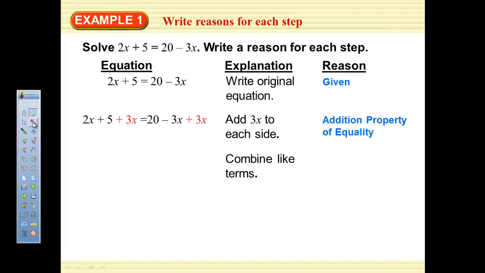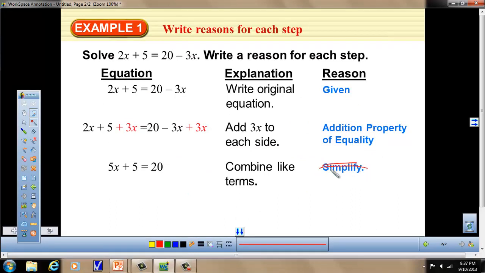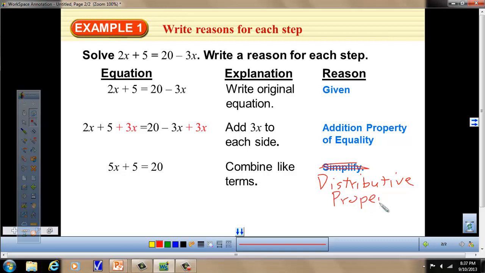Now, the next thing we'd want to do is to combine like terms, and you can use that as a reason, but a better reason, the reason I don't like, is this one right here, which is simplify. Instead, what I would use as a reason, and I'll explain why, is distributive property. And you don't need to write out the steps for this, but I'll explain why distributive property works here.